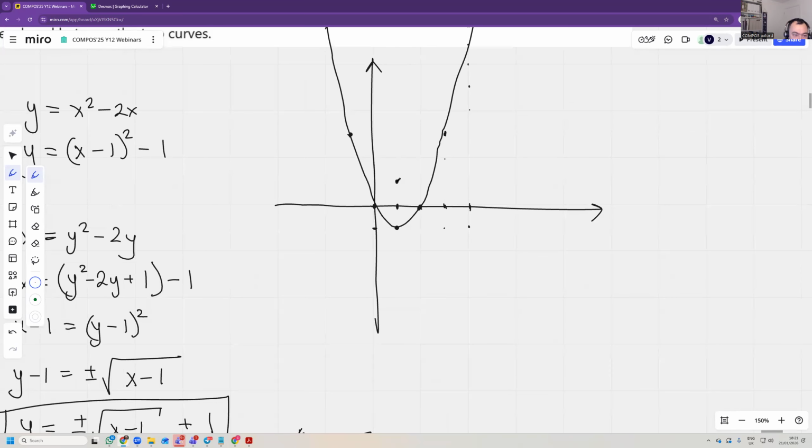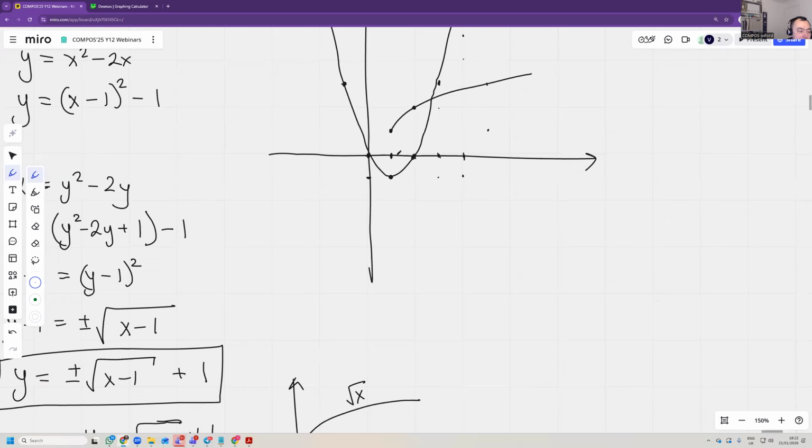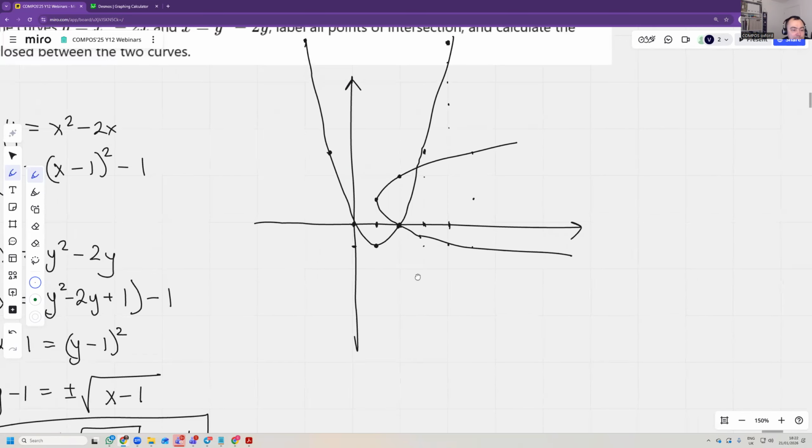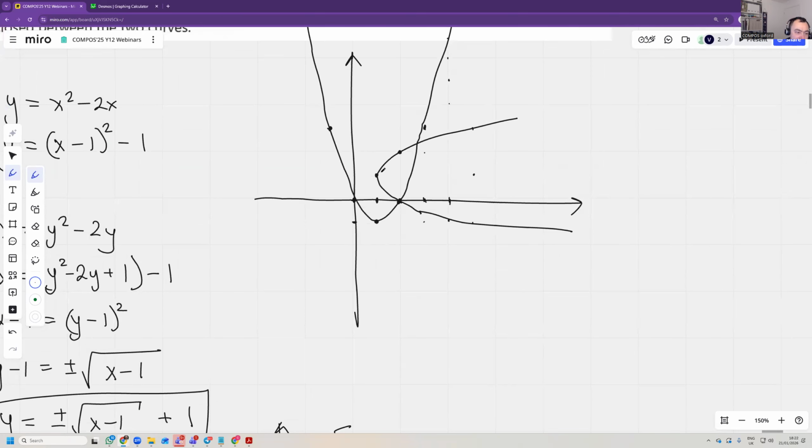So this is like this. And the other one is minus. So it's the same graph, but the other way around. So it goes like this. Okay. And you need to find the area enclosed. So you need to find that area.